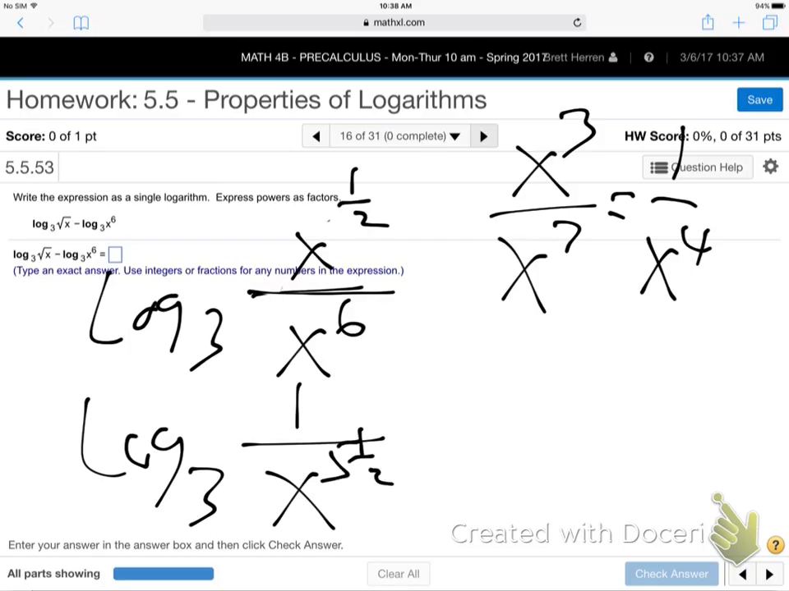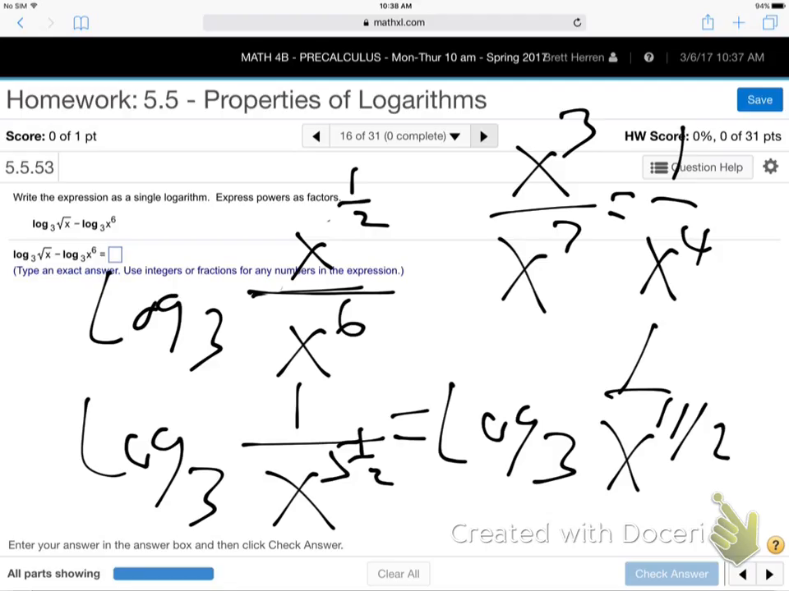It's 5.5. Now they can't leave it 5.5. They don't want mixed numbers. So you know how to convert that though, right? Multiply and add. 5 times 2 is 10. Add 1 is 11. So it's log base 3 of 1 over x to the 11 halves. And we're done. Is that good? See what I did? I just multiplied 5 times 2, 10. Add 1. Make it 11 halves, right? 6 take away half, 5.5. So there it is. We made it 1 log.